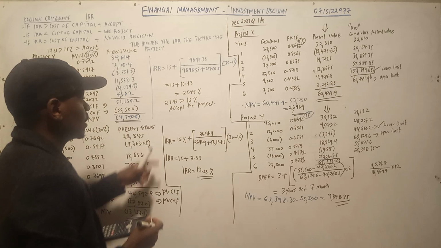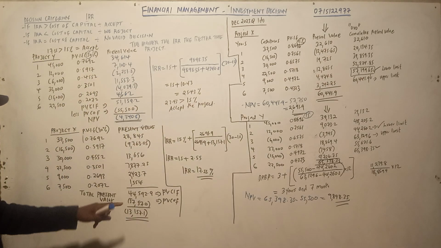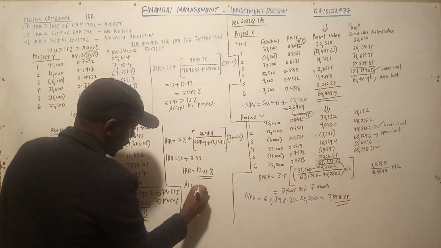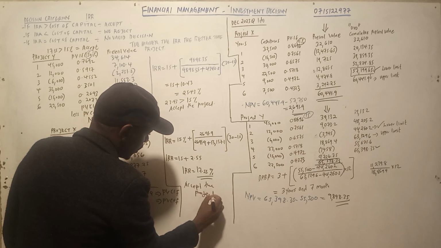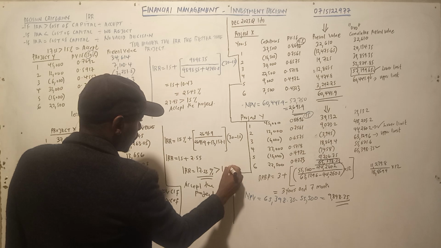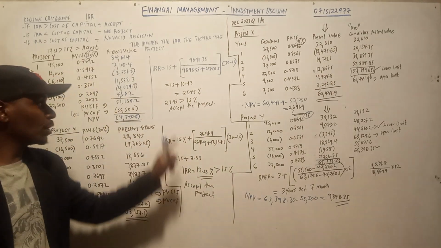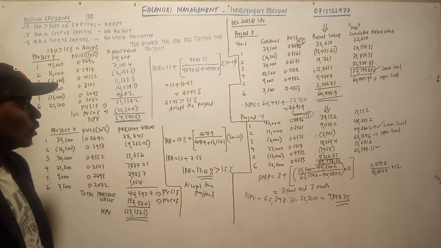But we cannot accept this one and also accept this one. After this one we said we accept, but we can only do one. So accept the project. Reason why? For this one, because it is greater than 15%, and this one also is greater than 15%. But we cannot accept the two because the projects are mutually exclusive. We can only pick one at a time.